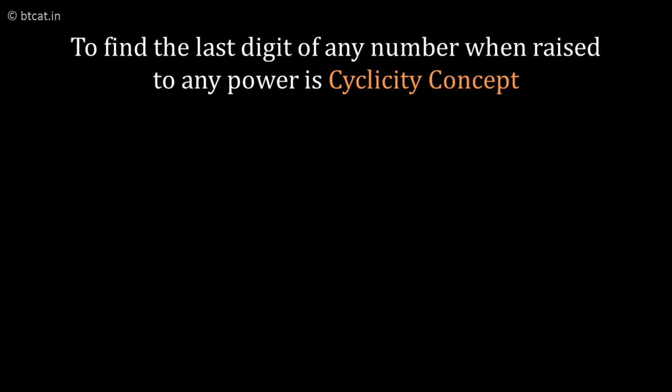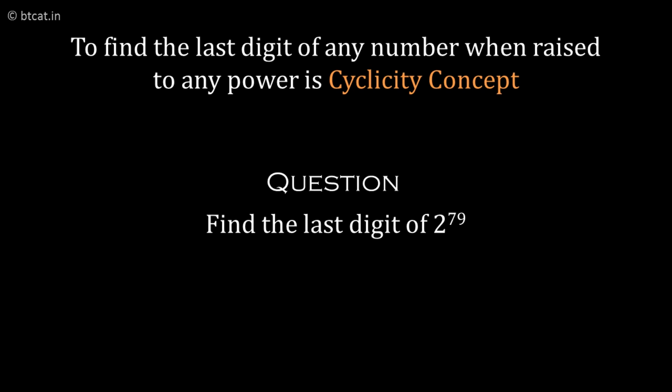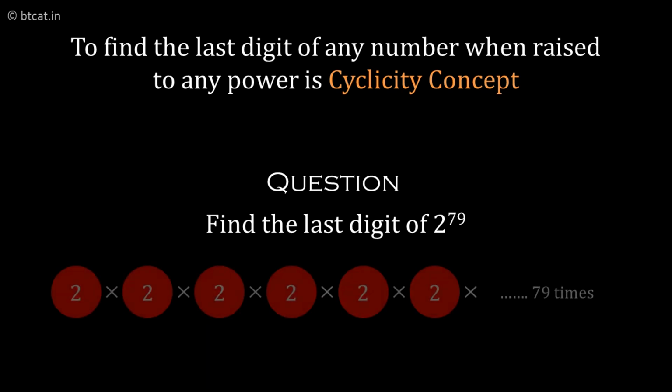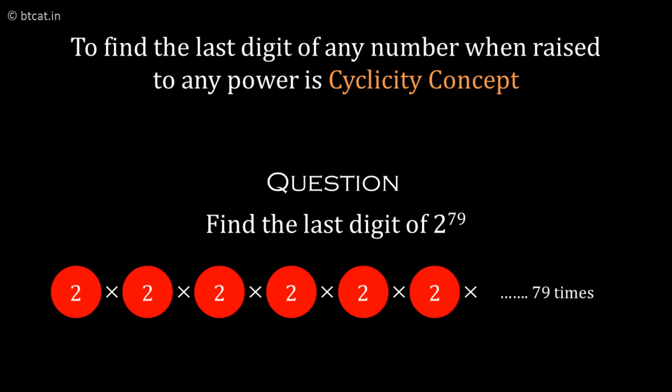So the cyclicity concept is basically to find the last digit whenever any number, say 2, 3, 4, something, is raised to any power. So let us take a simple question: find the last digit when 2 raised to 79 is a number. 2 raised to the power 79, what will be the last digit? So 2 raised to the power 79 is basically 2 into 2 into 2 into 2, 79 times. I want to find the last digit.